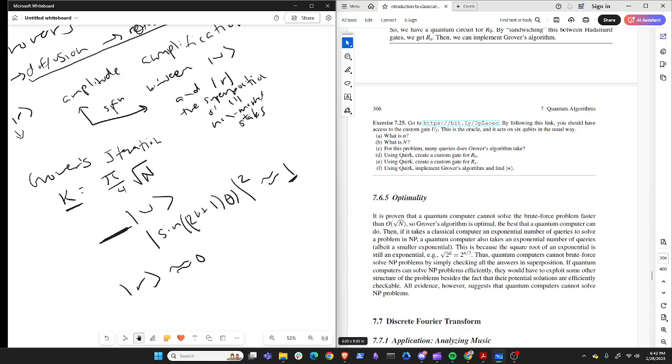So the overall time complexity is O of square root of n, compared to the classical search, so it is a substantial speedup.